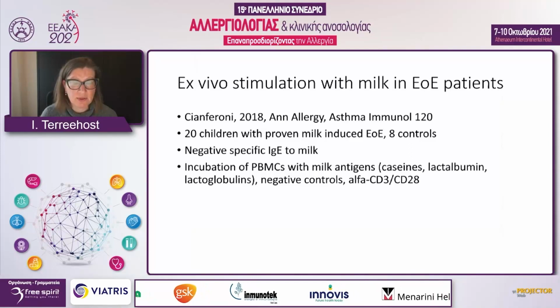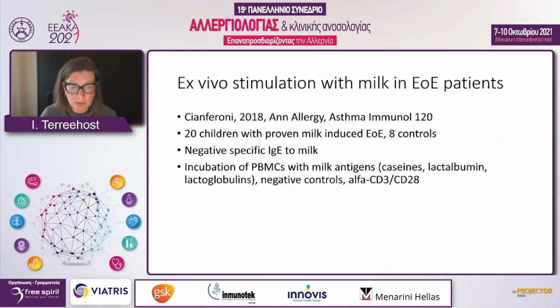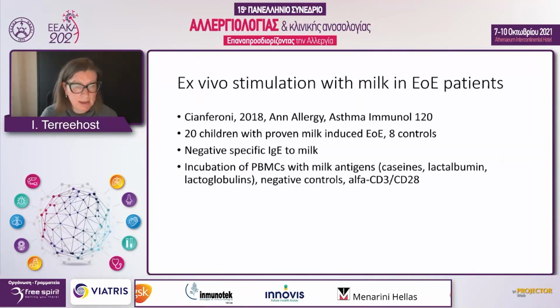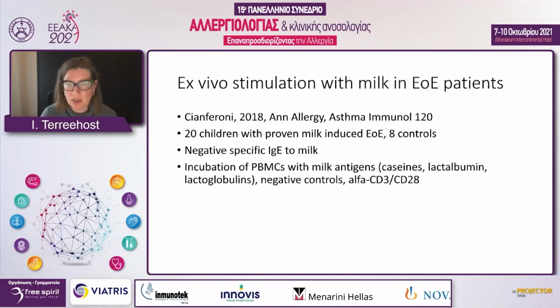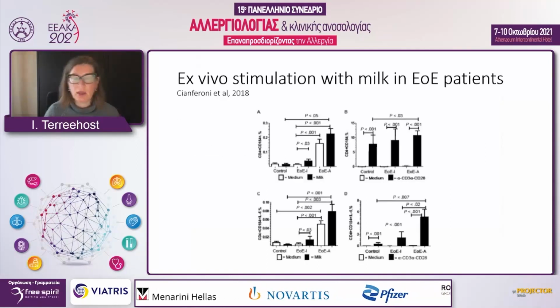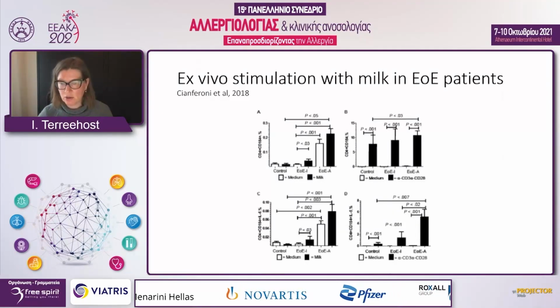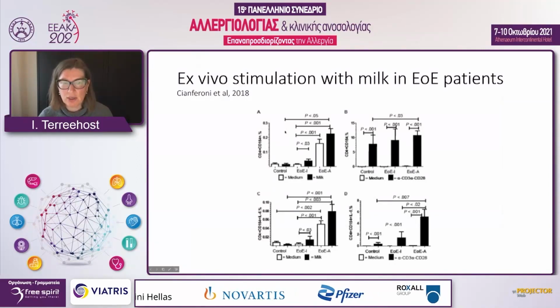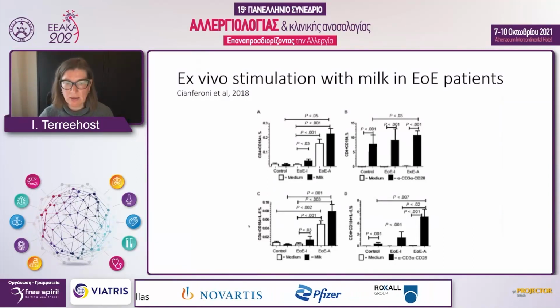Children were negative, there was negative specific IgE to milk. And when they incubated the PBMCs with milk antigens, the caseins, lactalbumin, and lactoglobulins, inclusive negative control, but also a positive control to make sure that the peripheral T cells were actually reacting, they got this result. And these are the controls. So what you need to look at is A and C.